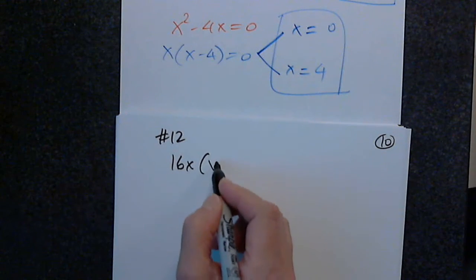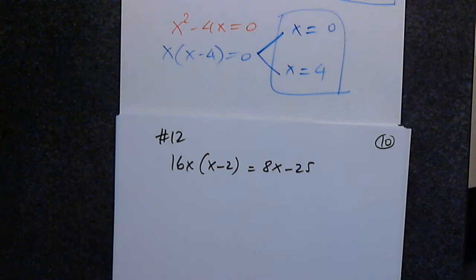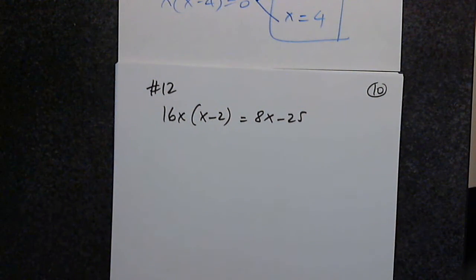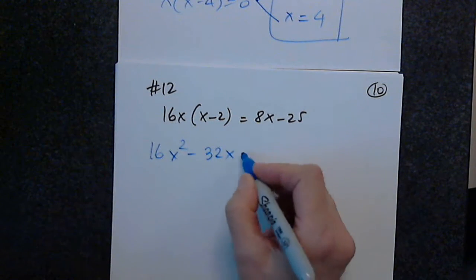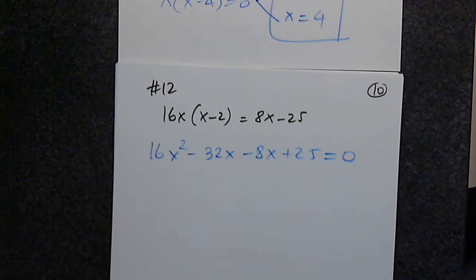16x times x minus 2 equals 8x minus 25. And at the same time, to save some time, I will distribute 16x. So 16x squared minus 32x minus 8x plus 25 equals 0. Let's stop for a moment and see if you have any questions on this step.